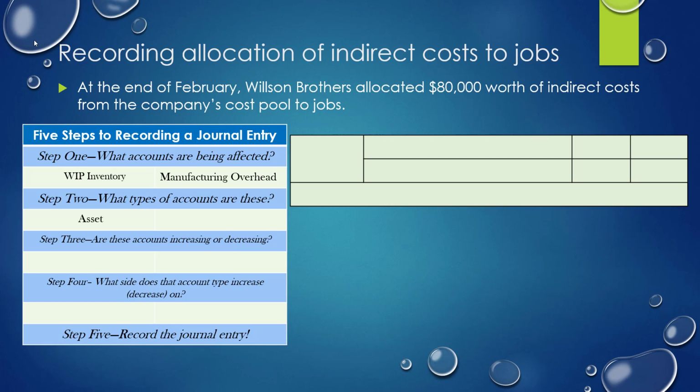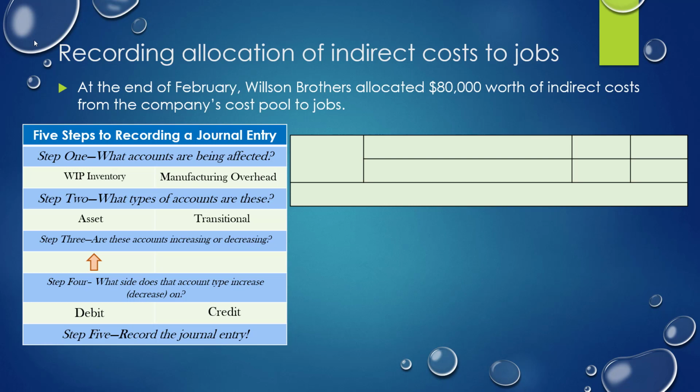WIP is an asset. Manufacturing overhead is transitional. More costs are going into WIP, so that account has to increase. And like all assets, it's going to increase on the debit side. Since every journal entry needs a debit and a credit, we know that manufacturing overhead has to be our credit. But again, why is it being credited? Because the rules for manufacturing overhead state that costs come into the pool on the debit side, but in this case, costs go out of the pool on the credit side.